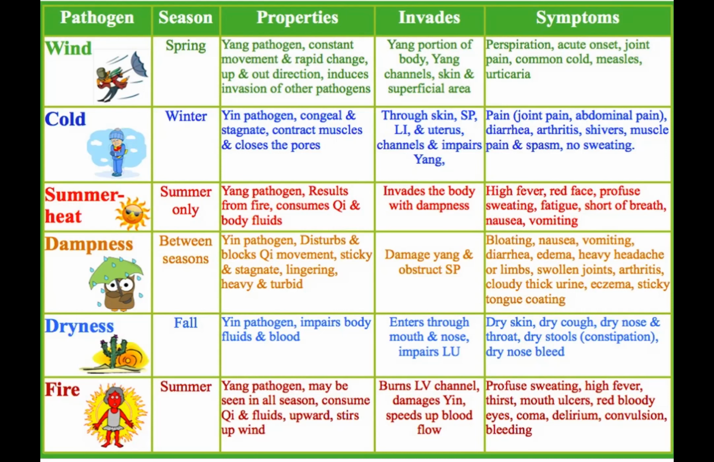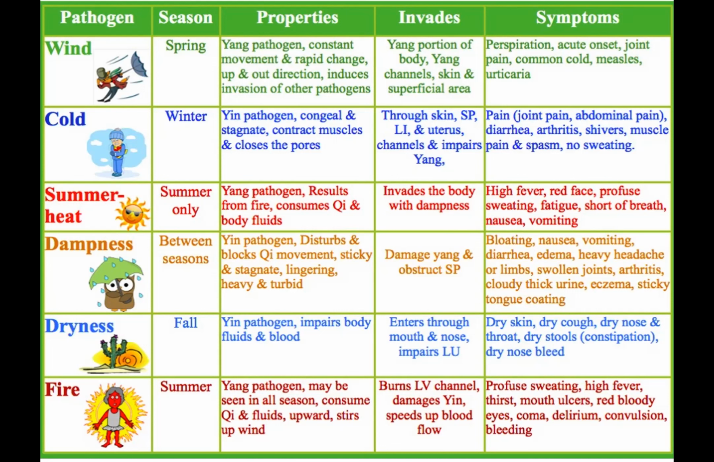Dampness is between seasons. It is a yin pathogen, disturbs and blocks qi movement. It is sticky and stagnant, lingering, heavy, and turbid. Dampness damages the yang and obstructs the spleen. So symptoms of dampness: bloating, nausea, vomiting, diarrhea, edema, heavy headache or limbs, swollen joints, arthritis, cloudy thick urine, eczema, sticky tongue coating.